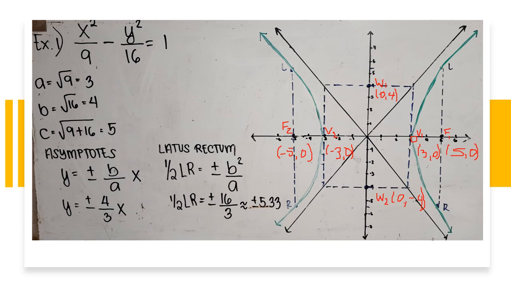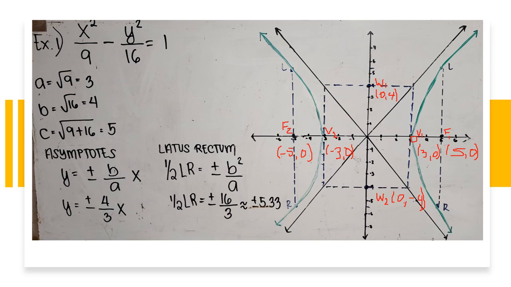Now, next is to get the equation of the asymptotes. That is just equal to positive and negative rise over run. So that is your b, that is your rise. Okay, so we rise up 4 units and we run 3 units. So that is now the equation of your asymptotes.